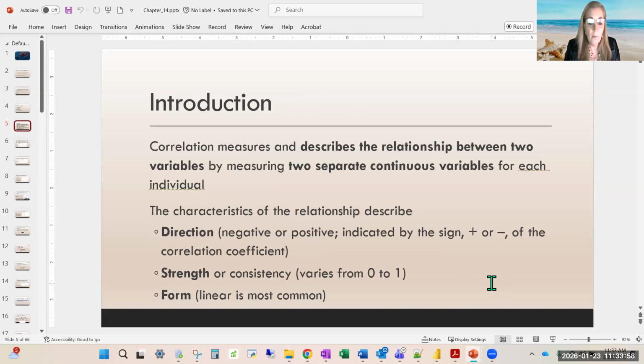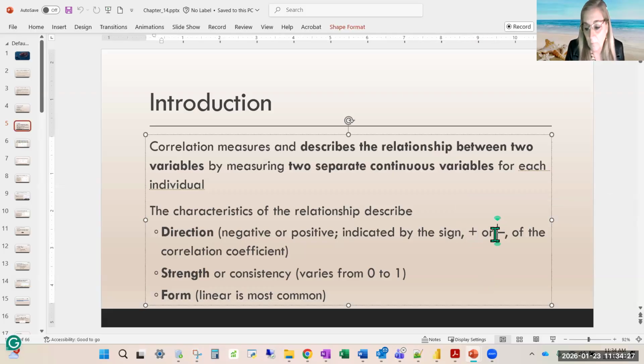All right, so when we're talking about correlation measures, we're talking about the type and strength of relationship that two variables have with each other. It will describe the direction of the relationship, whether it's positive or a negative relationship, and it will indicate that by having a negative sign if it's negative. Sometimes it will have a positive sign, and sometimes it just won't have anything at all, and it's just understood that it's a positive relationship.